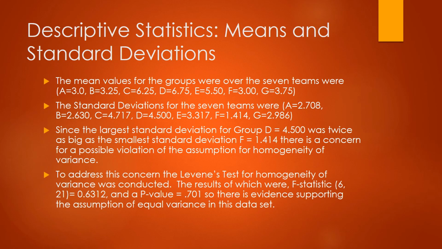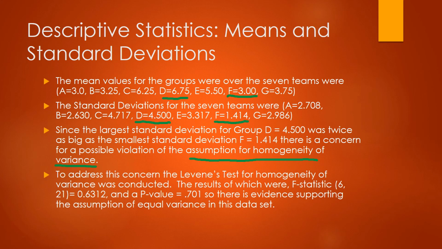And so I did a little bit of searching through the descriptive statistics, the mean values for all 7 groups over the 4 repeated measures, and I saw that my highest mean at 6.75 and my lowest mean at 3.0 was fairly large. But that didn't concern me nearly as much as the fact that my largest standard deviation at 4.5 was twice as much as my lowest standard deviation. That gave me some concern about the assumption of homogeneity of variance, and that was covered during the class.